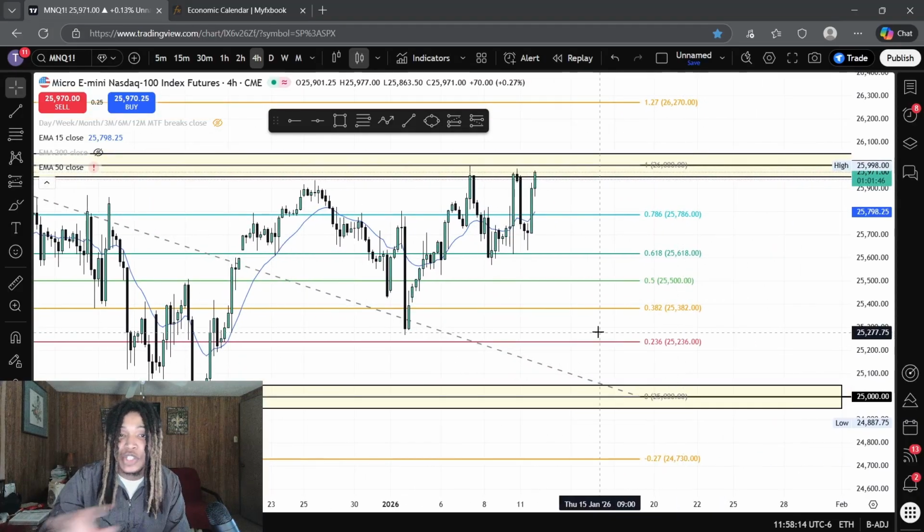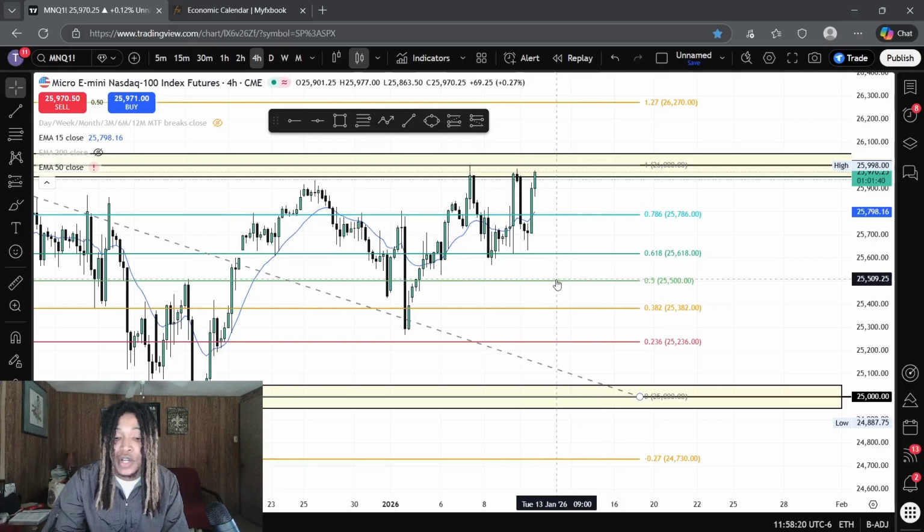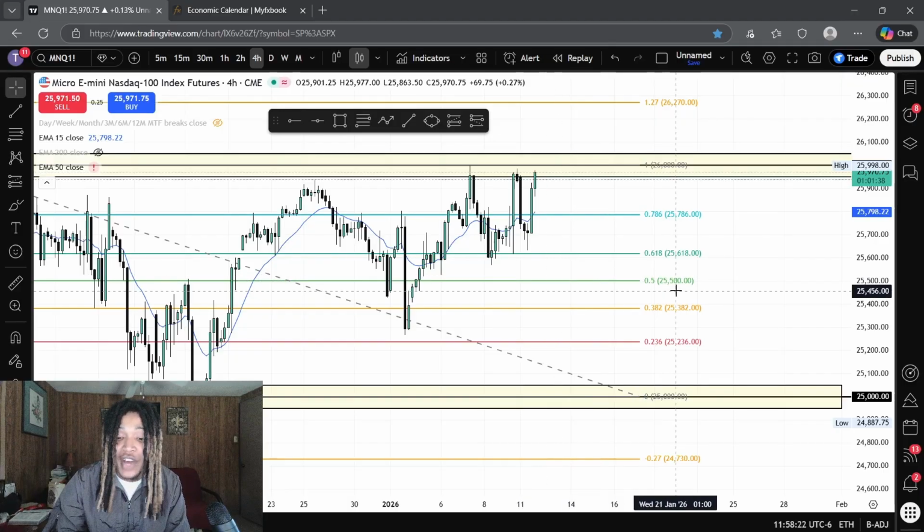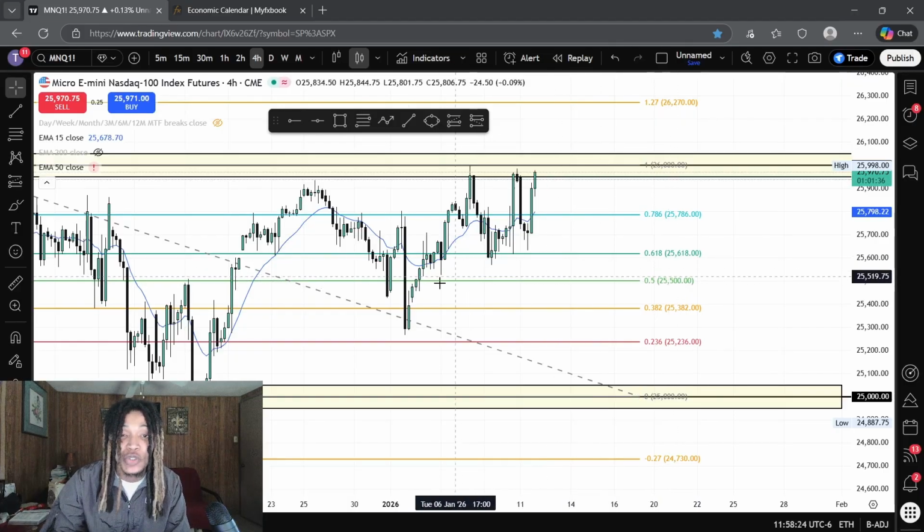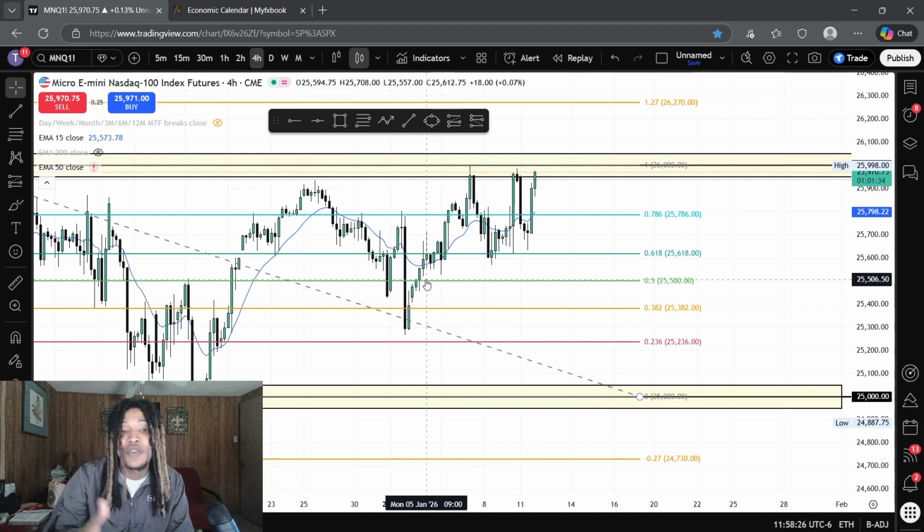I don't really like my screen to be heavily charted with lots of lines and boxes. That's why I took the mid zone out. As you can see, the 0.5 is still 25,500. So it's still marked up. I just don't have a box around it.